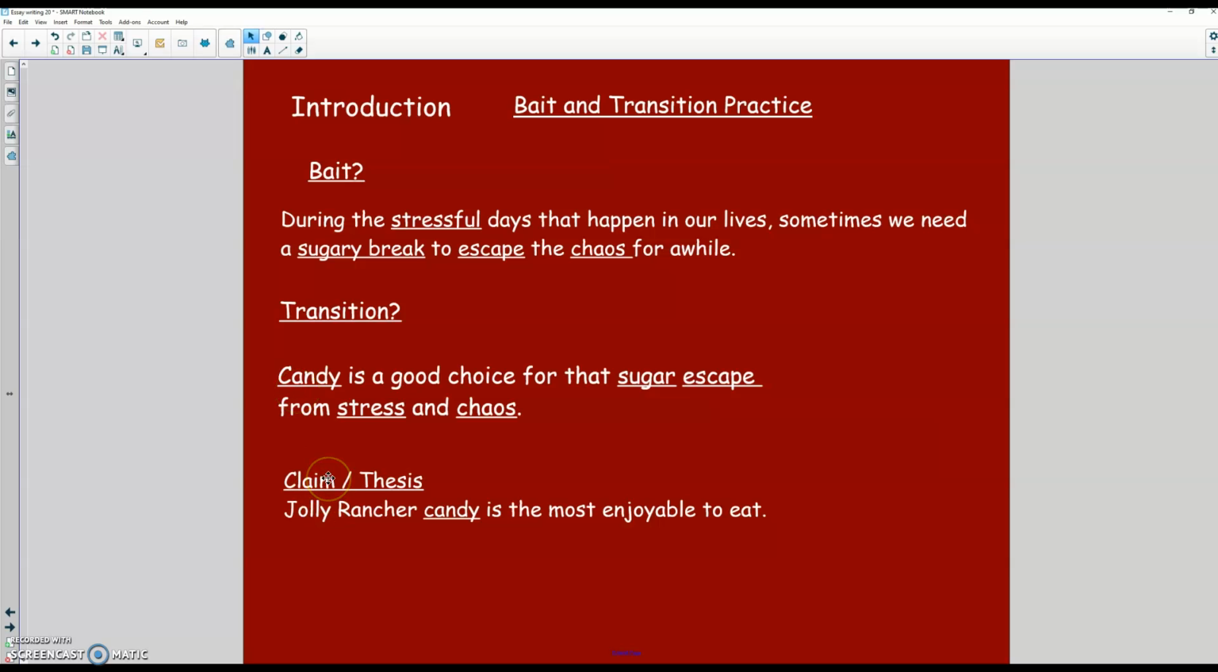So let's see what it all looks like together. During the stressful days that happen in our lives, sometimes we need a sugary break to escape the chaos for a while. Candy is a good choice for that sugary escape from stress and chaos. Jolly Rancher candy is the most enjoyable to eat. So there is my introduction: bait, hook or lead, broad topic, transition, thesis, what my paper or my essay is going to be all about.